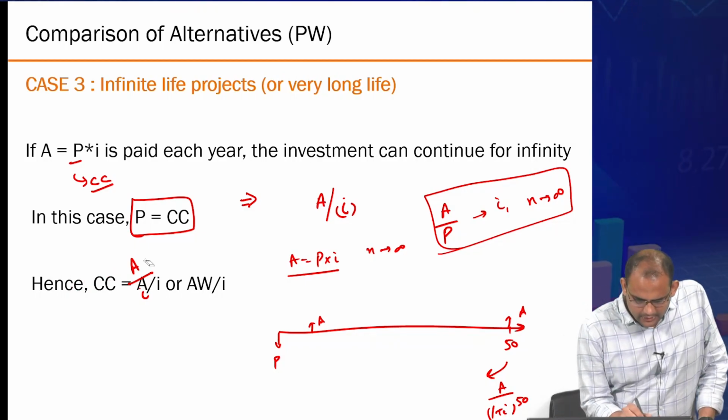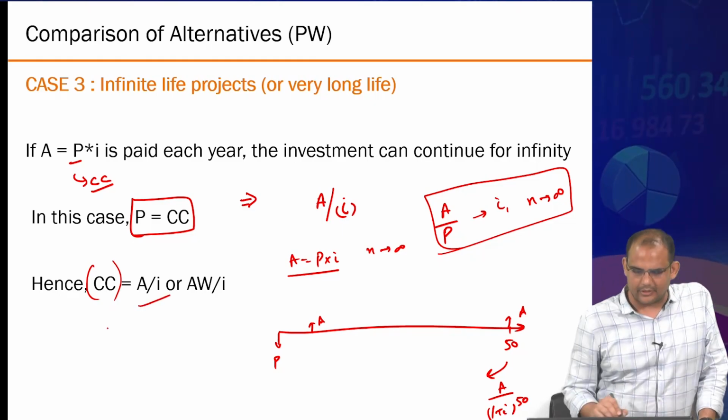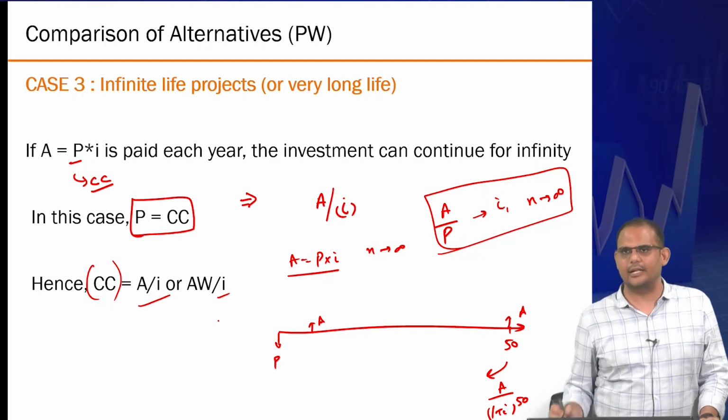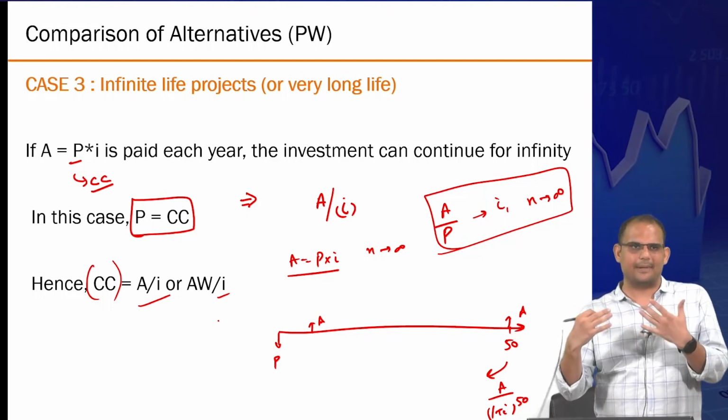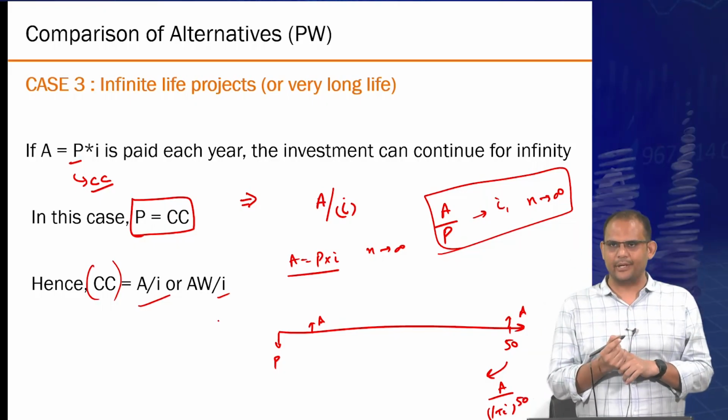So, this is the formula that you use. When I ask you capitalized cost, you can estimate the annual worth and divide by I and get the answer. And then you can choose the alternative with highest capitalized cost or lowest capitalized cost depending upon what kind of analysis you are doing. Alright.